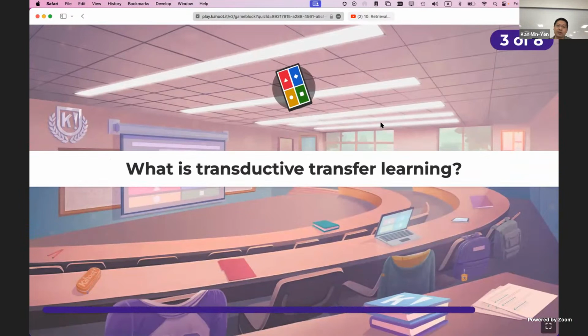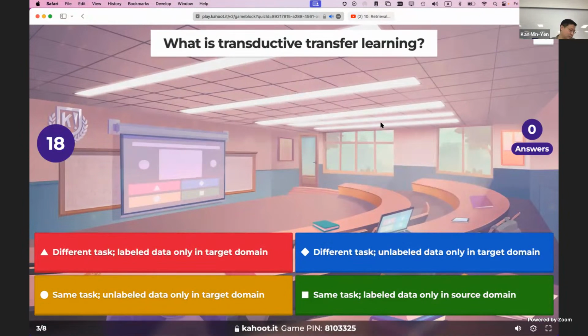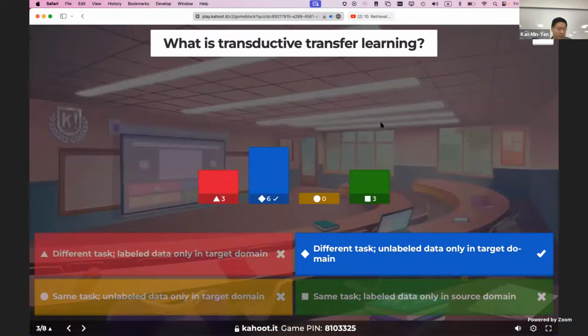What is transductive learning or transfer learning? So the presenter showed two types of general transfer learning, transductive and inductive. Transductive is same task, labeled data only in source domain. Inductive is different tasks, labeled in target domain.